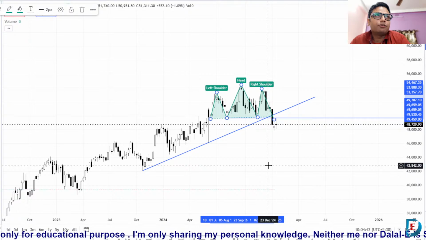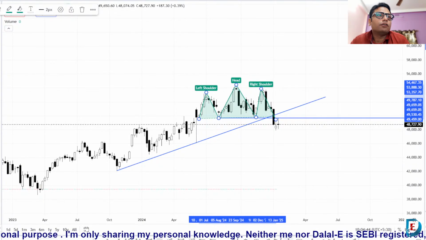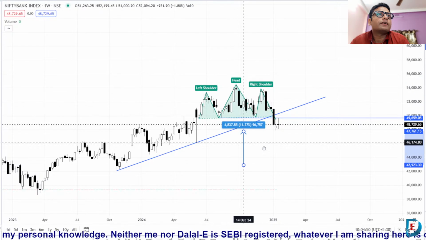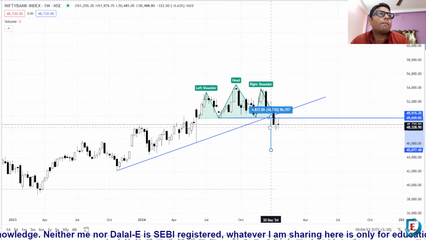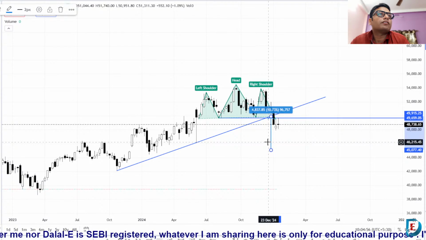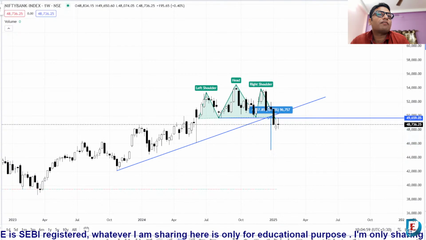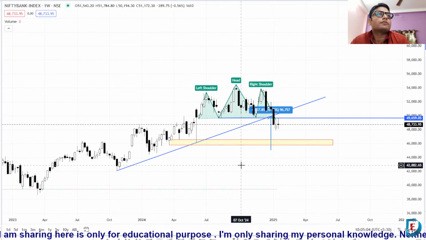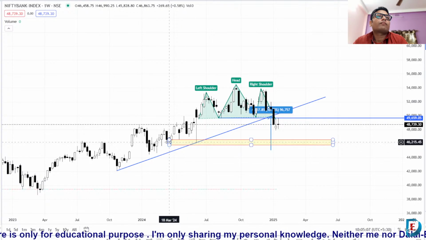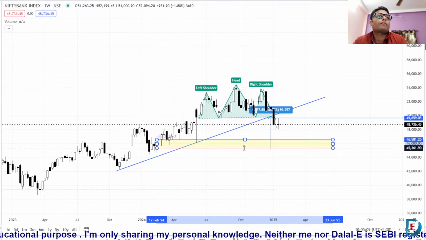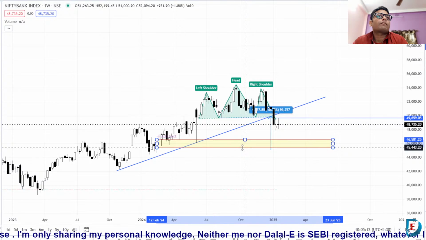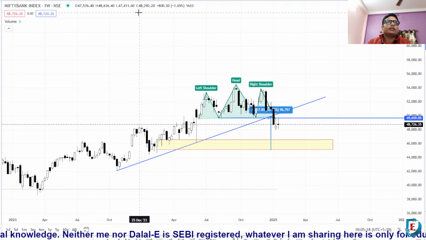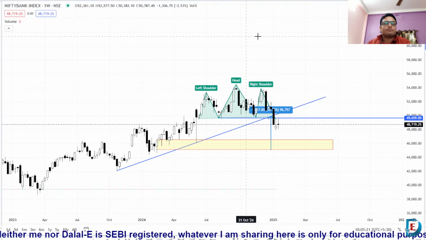So maybe we are going to witness a fall from this high to this high, near around this zone. This is the scenario of the larger time frames.